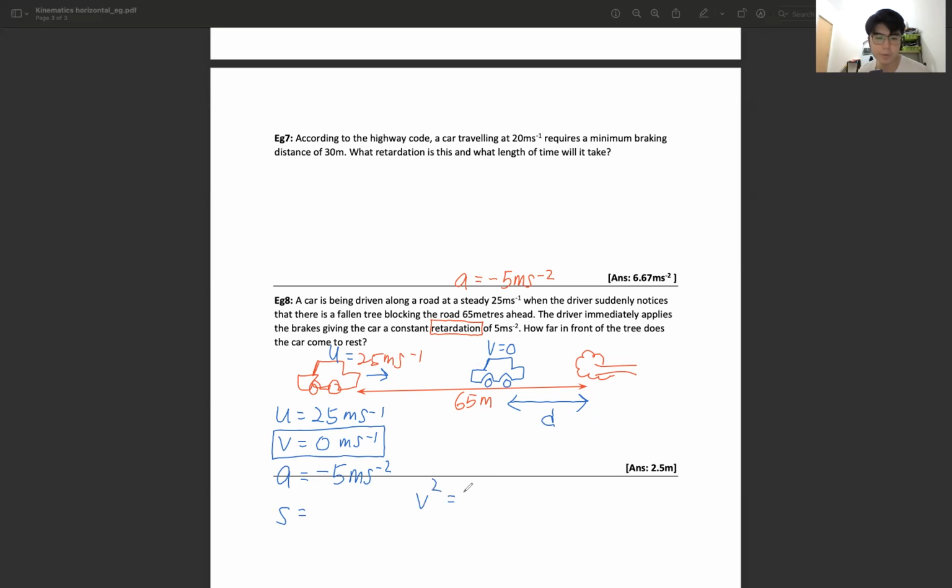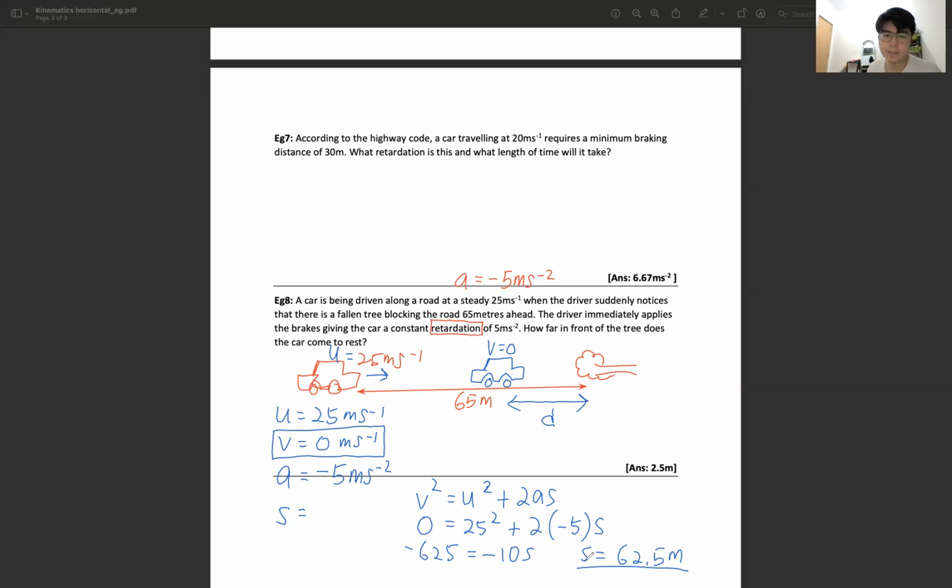v squared equals u squared plus 2as. 0 equals 25 squared plus 2 times -5 times s. Okay, this one I move it here. -625 equals -10s. So s equals 62.5 meters. Is this the answer?